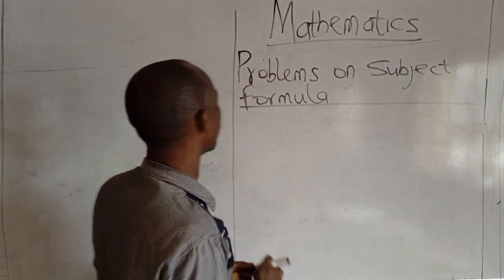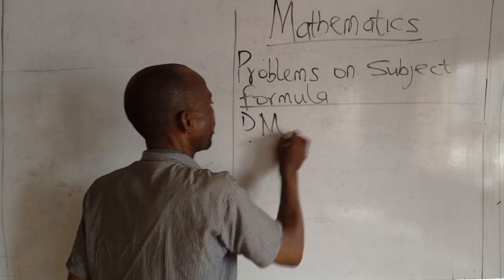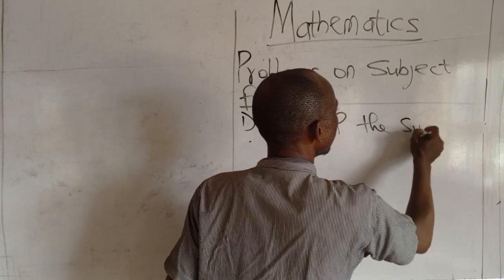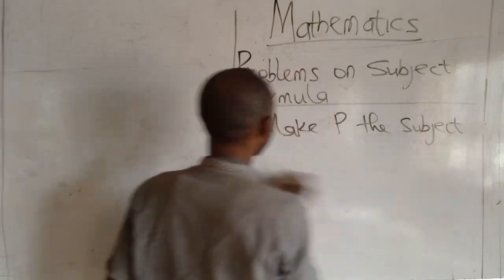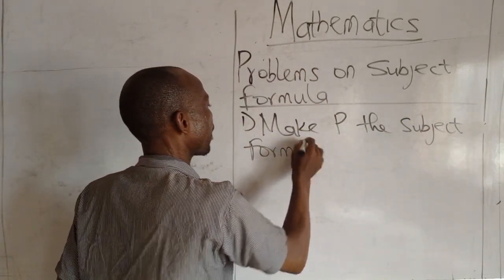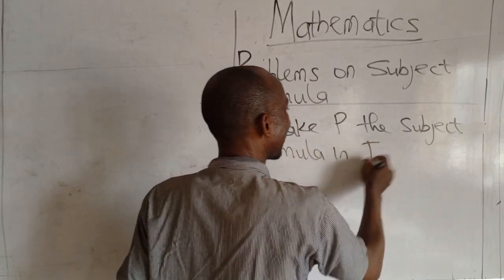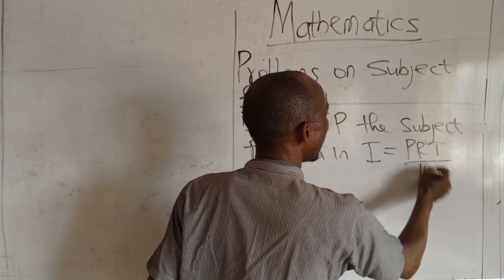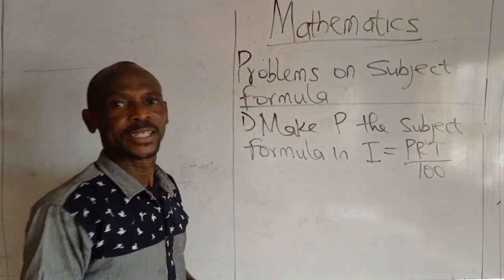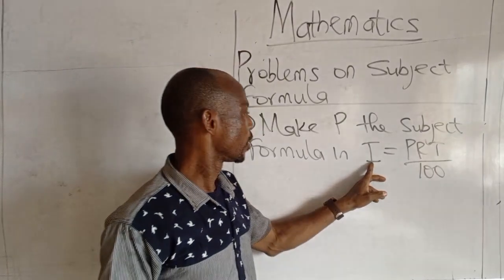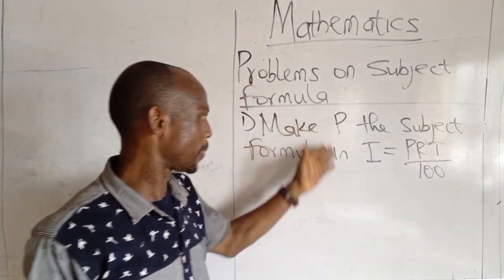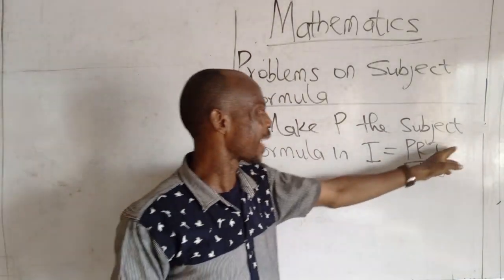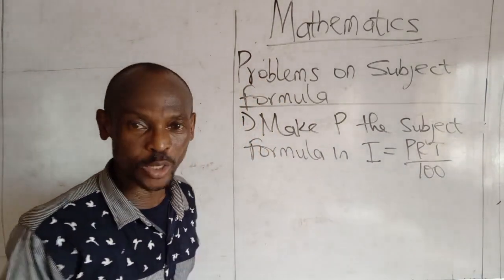So our first question will be 1. Make P the subject formula in I equal to PRT all over 100. That's the first question we are going to tackle. To make P the subject formula in I is equal to PRT all over 100.